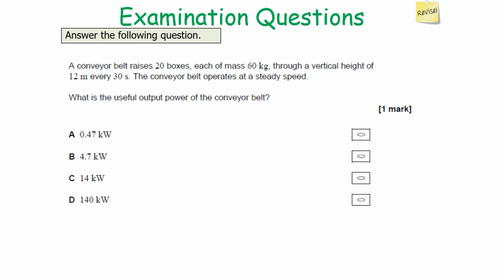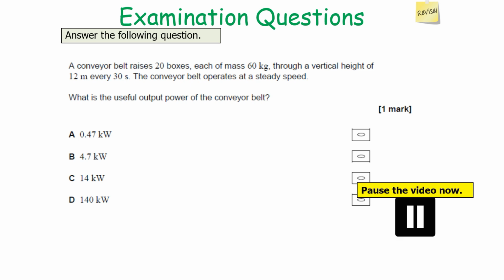So a conveyor belt raises 20 boxes, each of mass 60 kilograms, through a vertical height of 12 meters every 30 seconds. The conveyor belt operates at a steady speed. What is the useful output of the conveyor belt? So pause the video now, then unpause the video when you want to go through your answer.